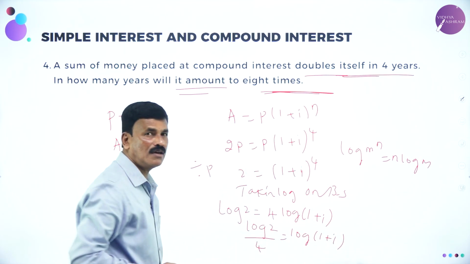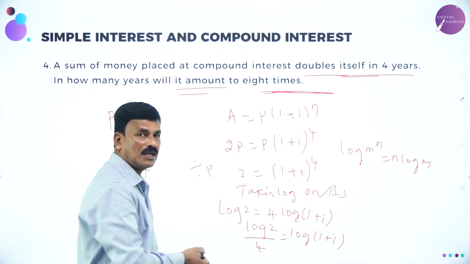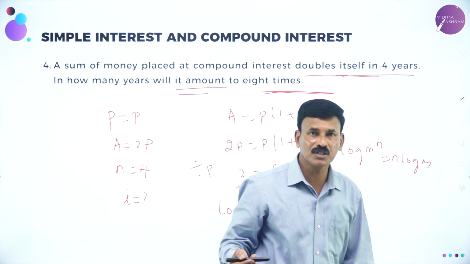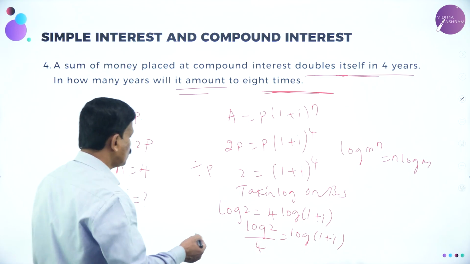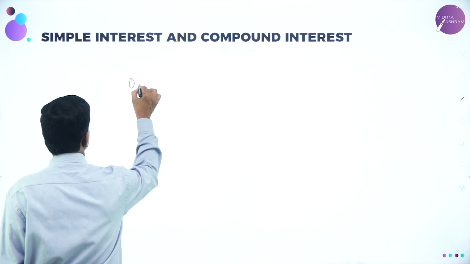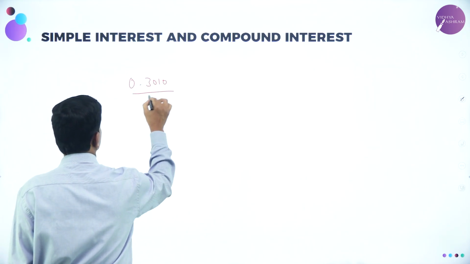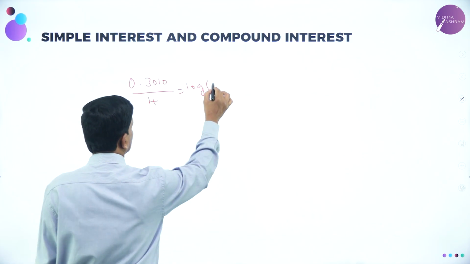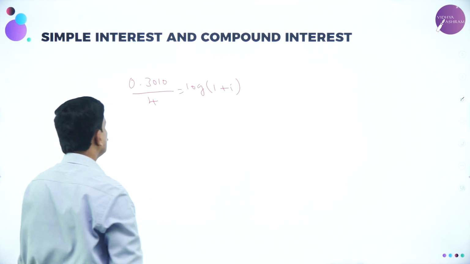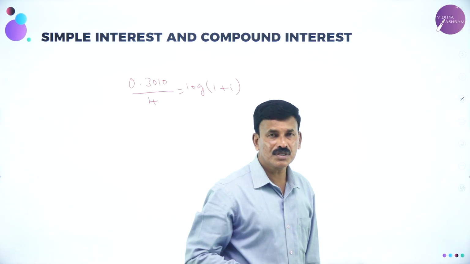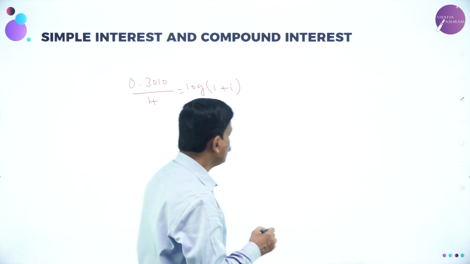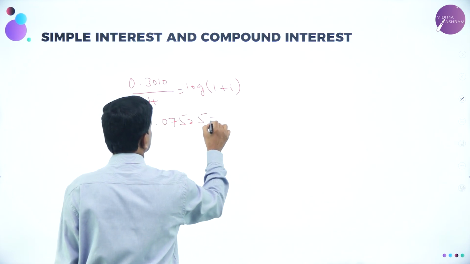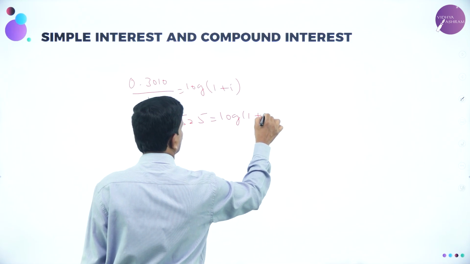Now what is the value of logarithm of 2? Just substitute the value of logarithm of 2, divide by 4 and simplify, and you'll get the answer. Logarithm of 2 is 0.3010. So 0.3010 divided by 4 is equal to logarithm of (1 plus I). Now divide 0.3010 by 4. What answer will you get? You will get 0.07525 is equal to logarithm of (1 plus I).